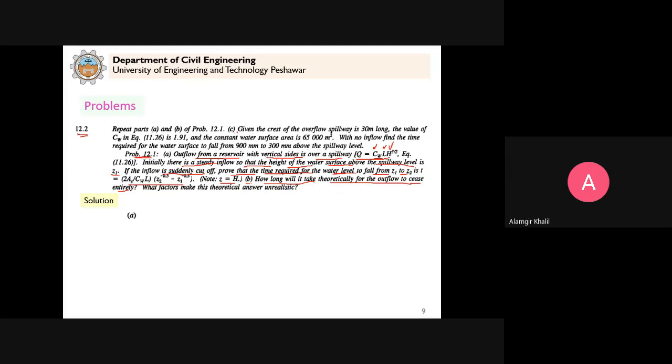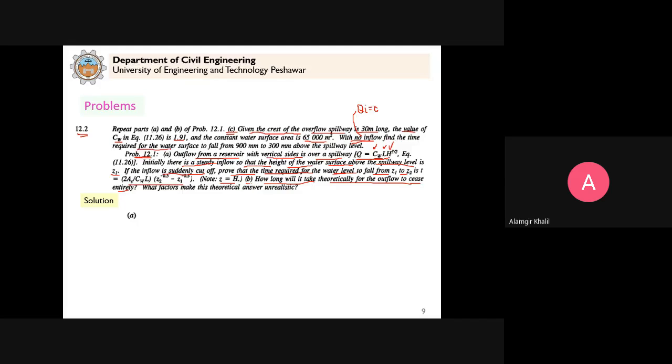And the third part, part C in this question, is that given the crest of the overflow spillway is 30 meters long, the value of C_W in this equation is given as 1.91, and the constant water surface area is 65,000 square meters. It is AS, over which water is flowing over the spillway. With no inflow, it means that Qi is equal to 0.